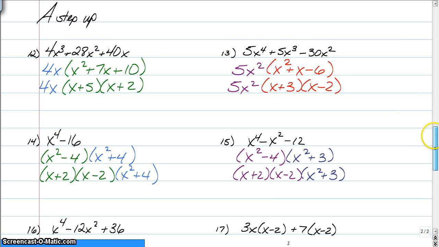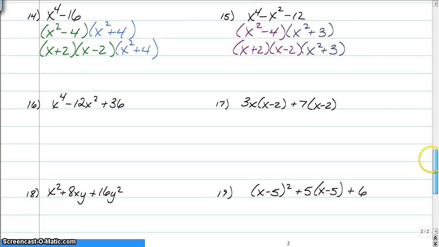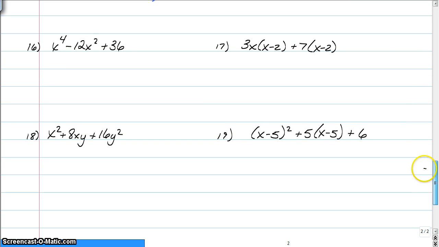All right. So here come 4 more. Go ahead and pause the video again, and let's see if you can handle these 4. Again, they will be multi-step.